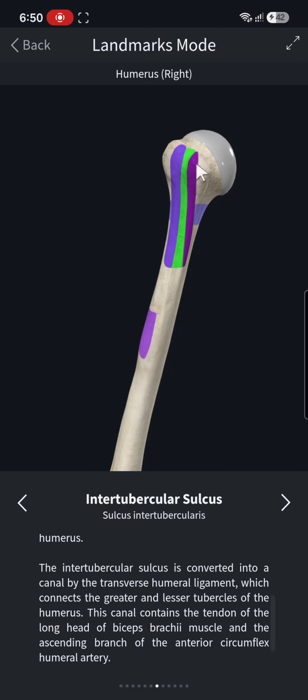Lastly, between the 2 tubercles, we have the intertubercular sulcus, and here the tendon of the long head of the biceps brachii will run into the joint capsule, and actually this is the only tendon in the body that travels into the capsule of a joint.